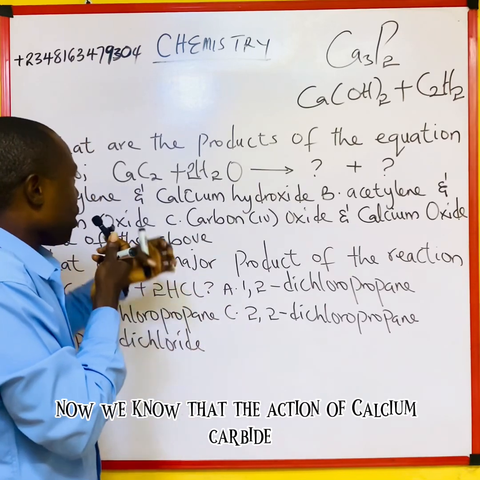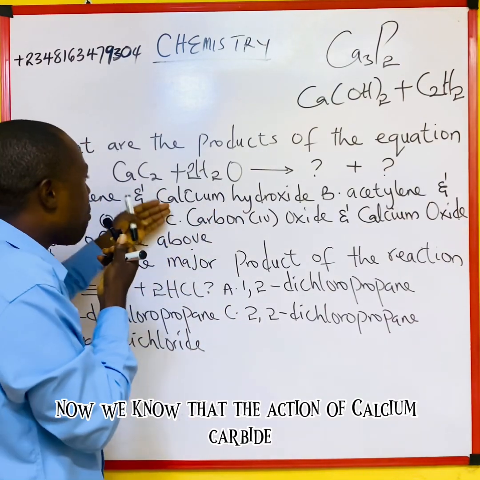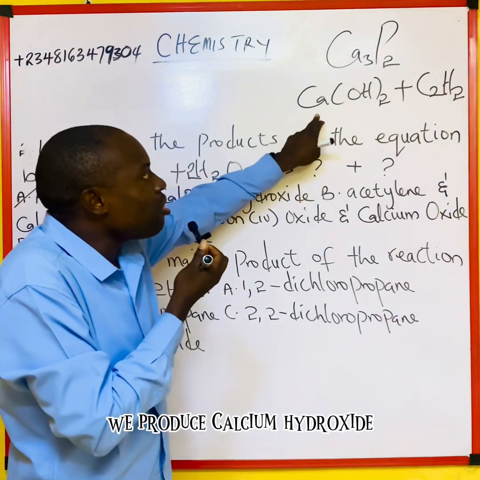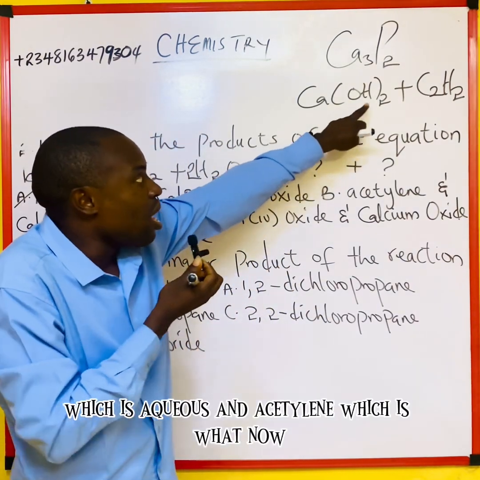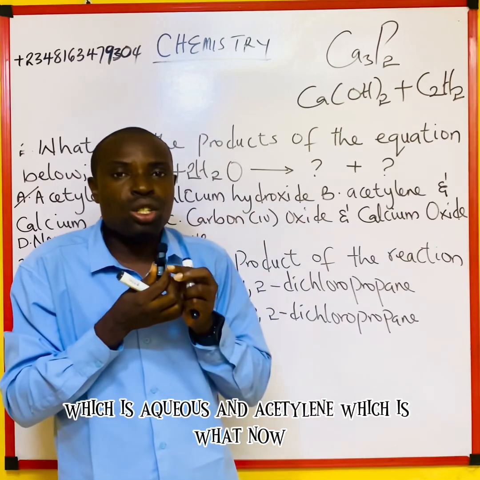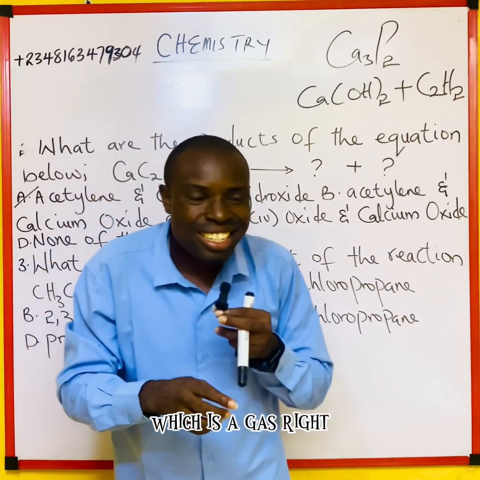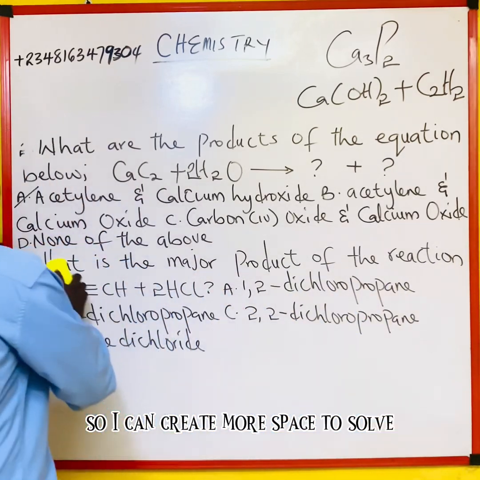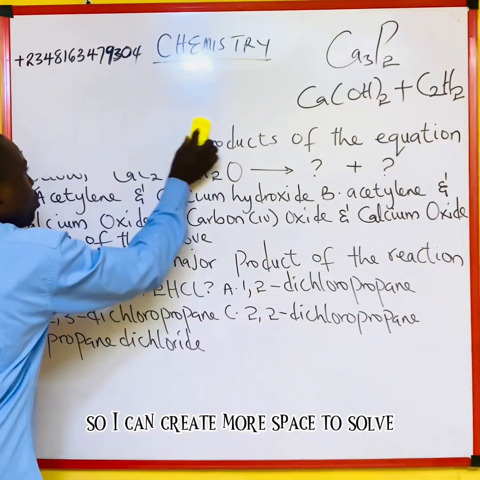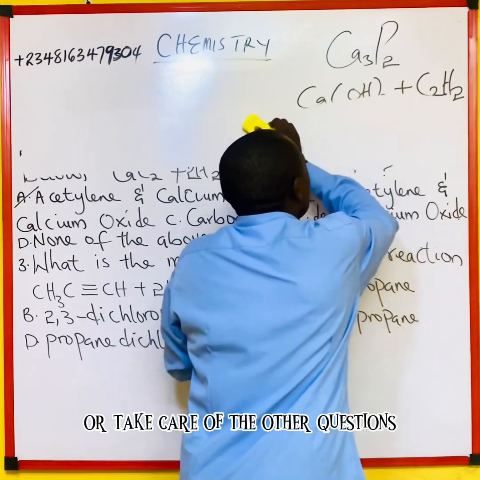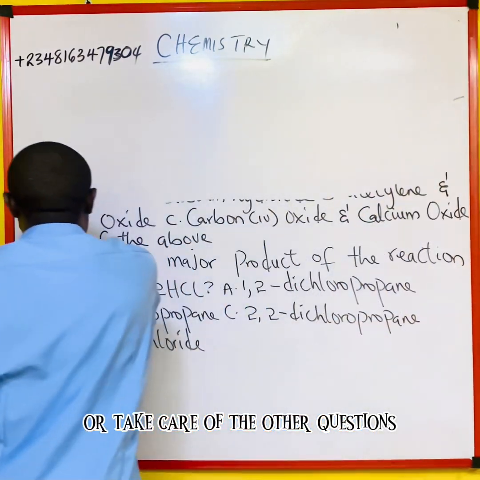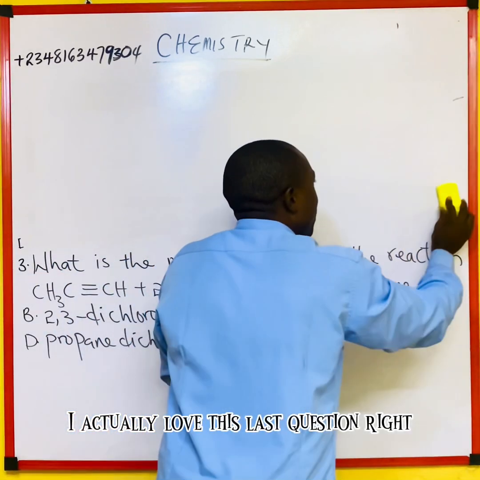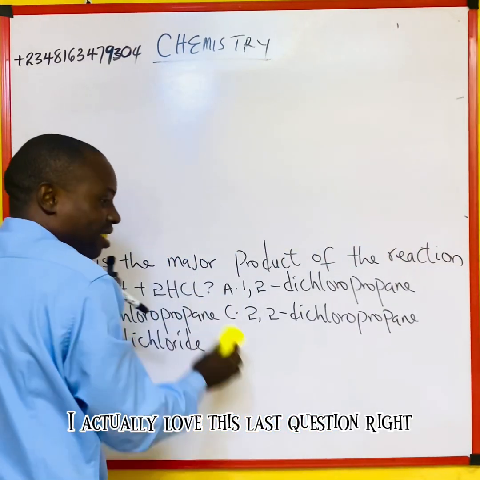Now we know that the action of calcium carbide on cold water produces what now? We produce calcium hydroxide, which is aqueous, and acetylene, which is a gas. So I will erase the board so I can create more space to take care of the other questions. Now, I actually love this last question.